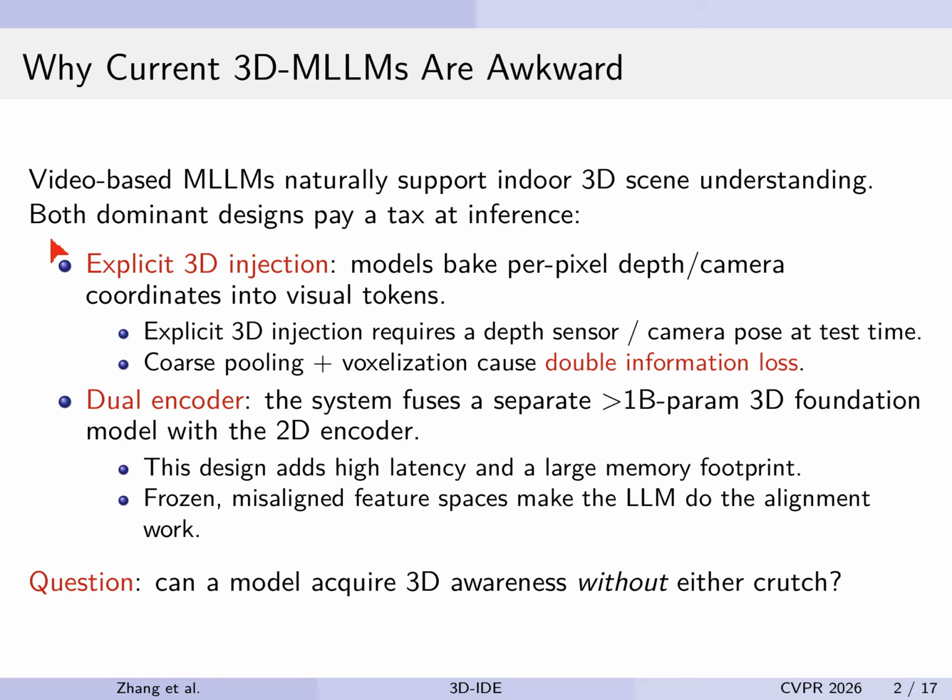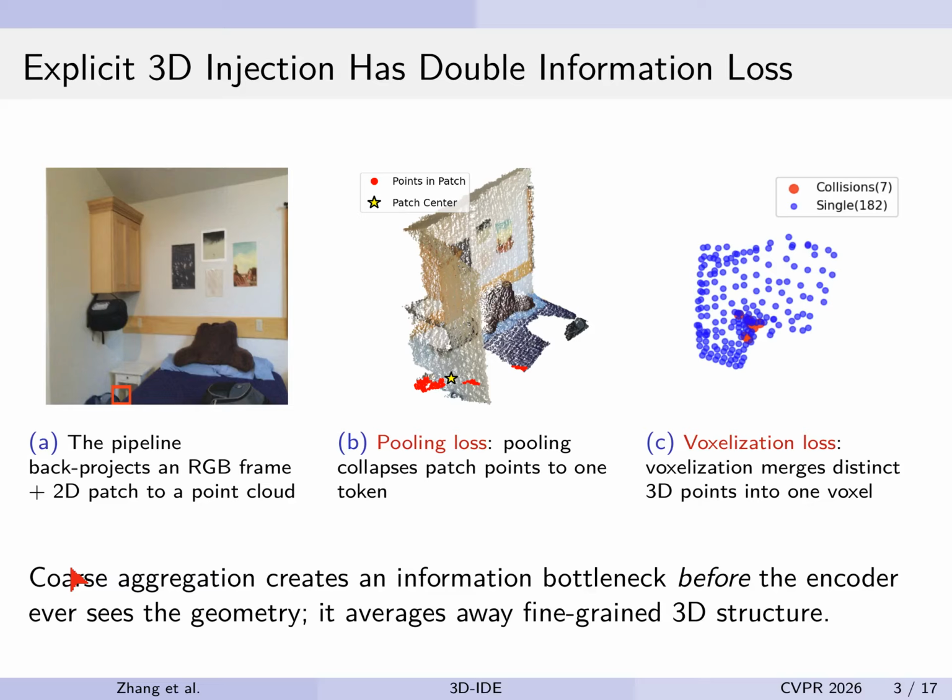approaches. Explicit 3D injection requires per-pixel depth or pose at test time and suffers double information loss from pooling and voxelization. Alternatively, dual encoders separate 3D and 2D models but yield high latency, larger memory, and misaligned features. Our core question: can a model acquire 3D awareness without either crutch?